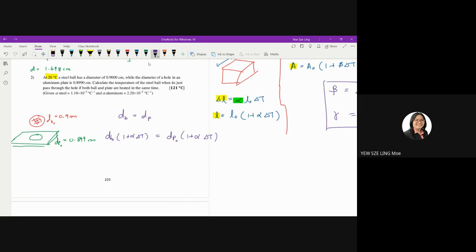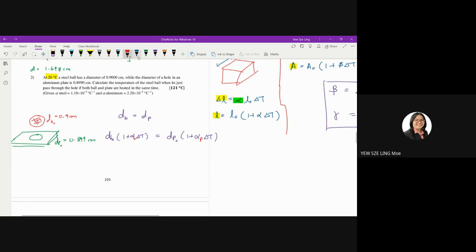Now, one thing that you have to be careful about: plate and ball, both of them are made of different material. So alpha needs to have a subscript. So alpha B and alpha P. Because they are made up of different materials. If they are the same material, then they will have the same coefficient. Okay, if both are made of the same material, then they will have the same value. But now both are made of different materials, so they have different values. That's why in your equations, you need to include the subscript.